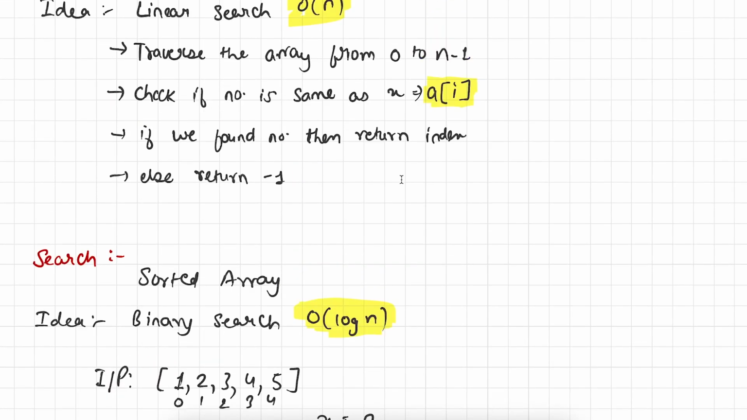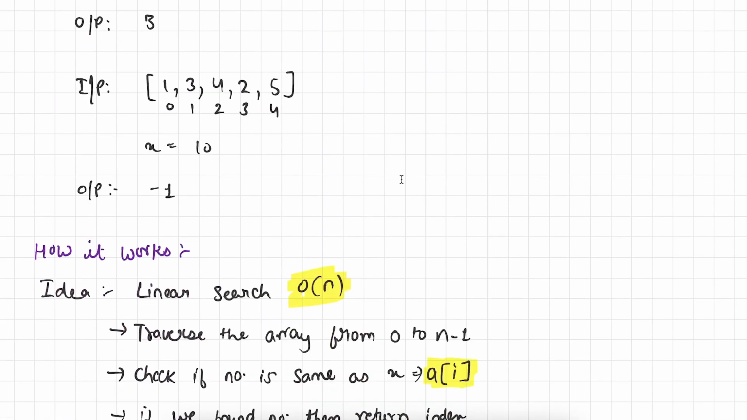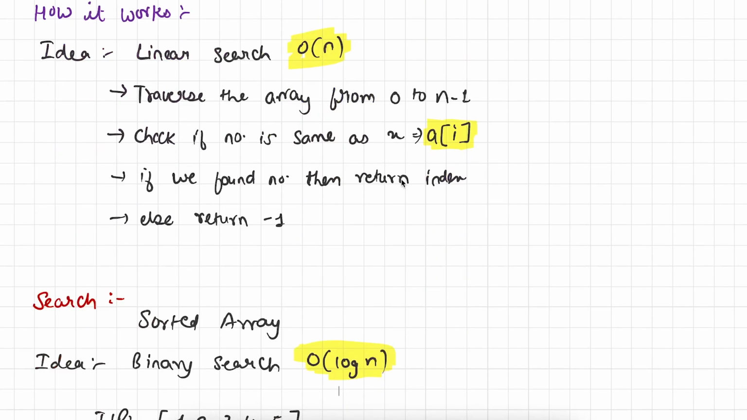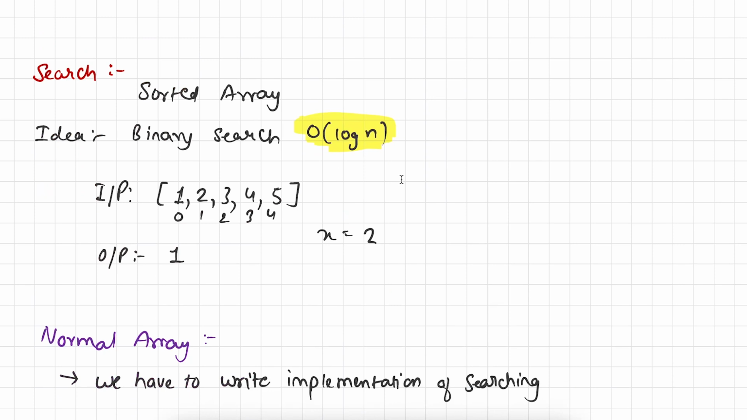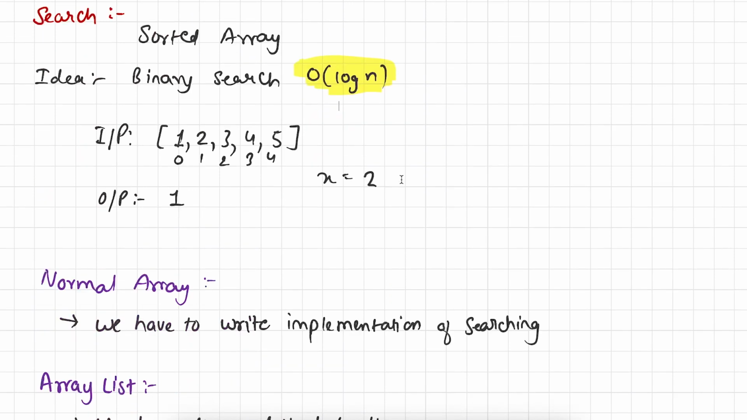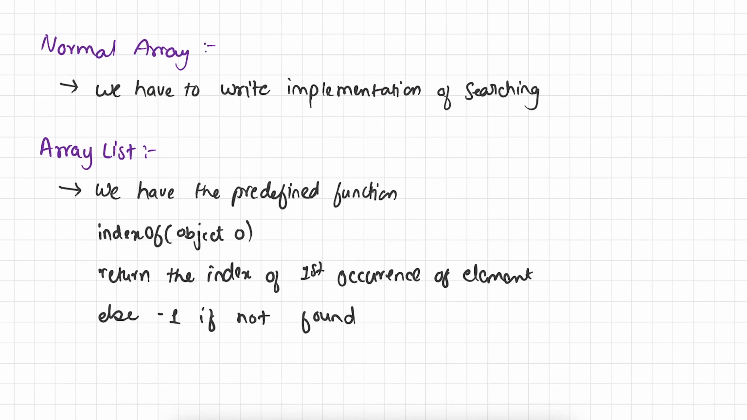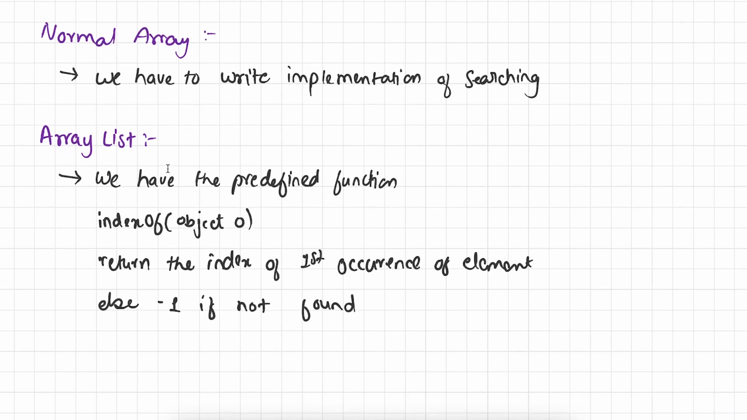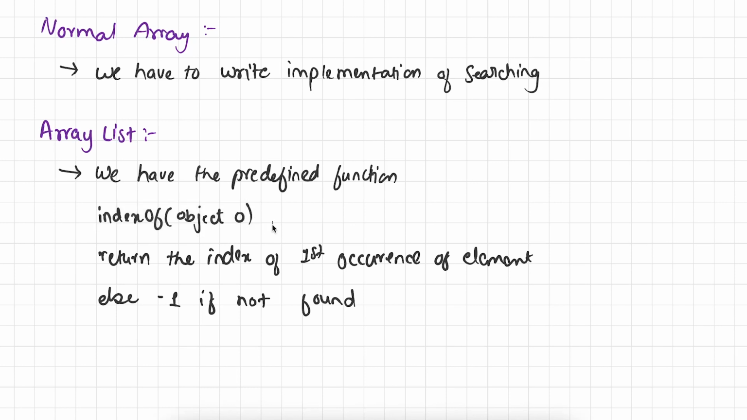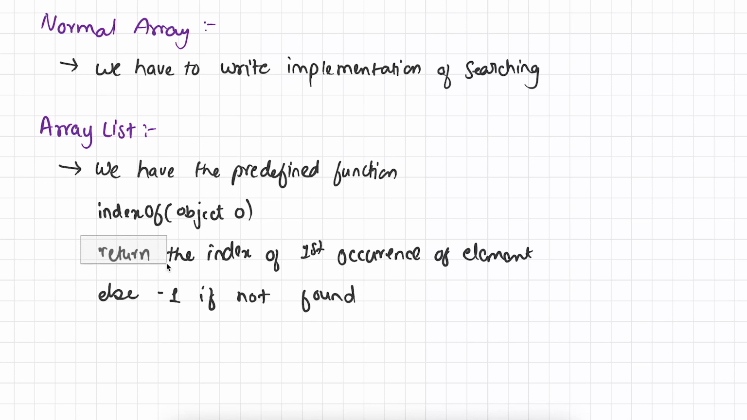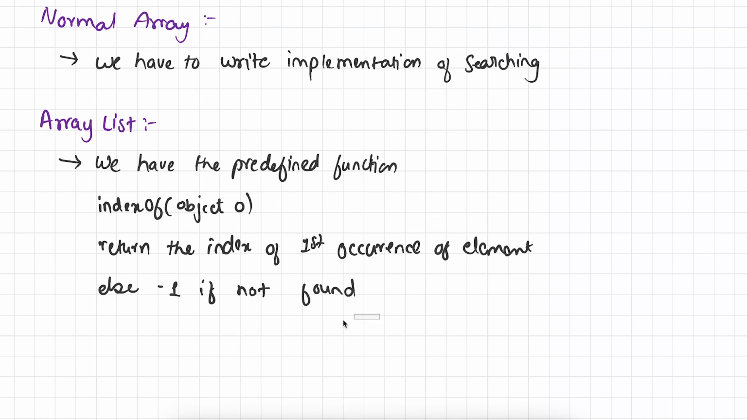So this is all about searching. If we have unsorted arrays, we can use linear search to search an element, and if we have a sorted array, we can use binary search. In case of normal arrays, we have to write the implementation of searching ourselves. But if we are using ArrayList, then we have all the predefined functions available for us. In case of search, we have the function indexOf, which takes an object as input. If it finds the object in the array, it simply returns the index of the first occurrence of the element, and in case it doesn't find the element, it simply returns -1.